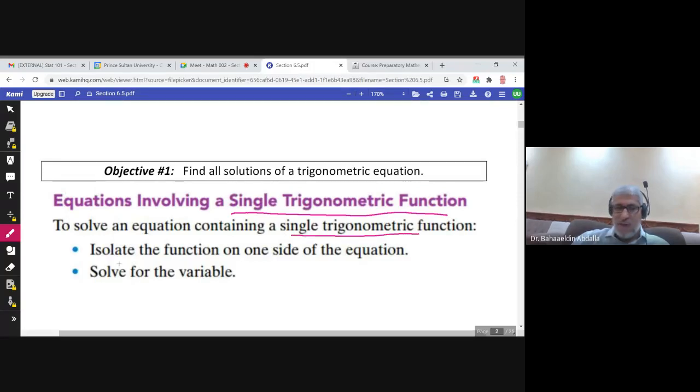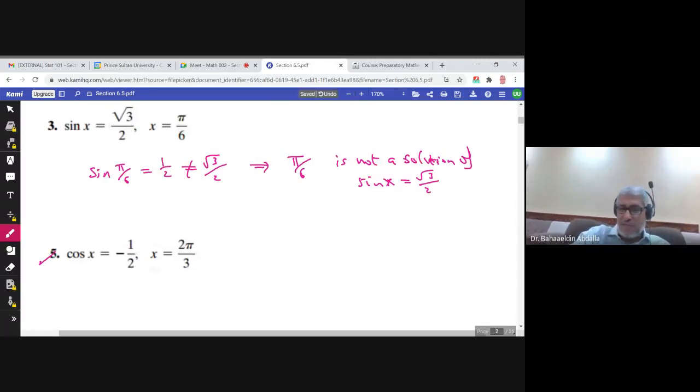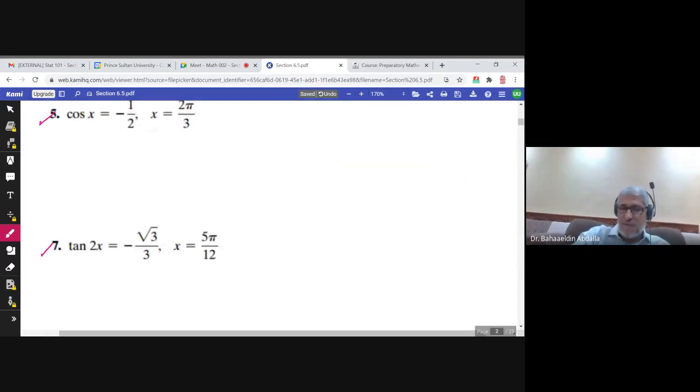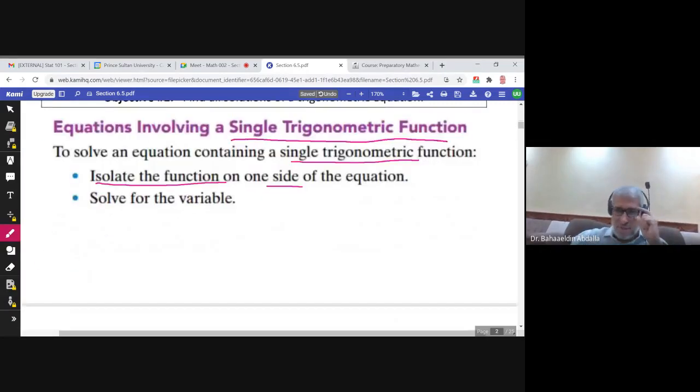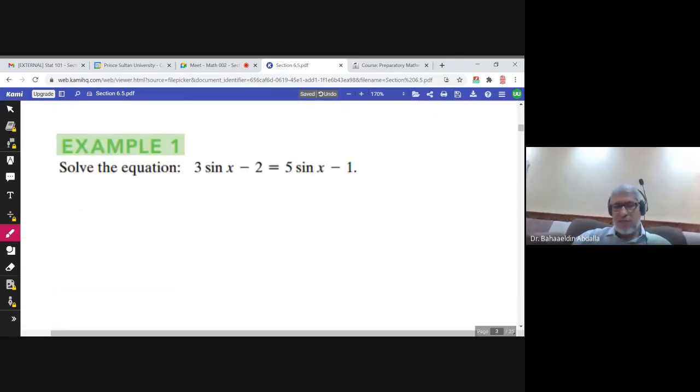So let us talk first about when we have a single trigonometric function. What should we do? Isolate the function on one side. So it has to be like this. If it is not written like this, write it like this. You have to isolate the trigonometric function on one side, and then you solve for the variable. So let us solve this equation. I have sine x here, one trigonometric function. So the first step is to isolate sine x on one side.